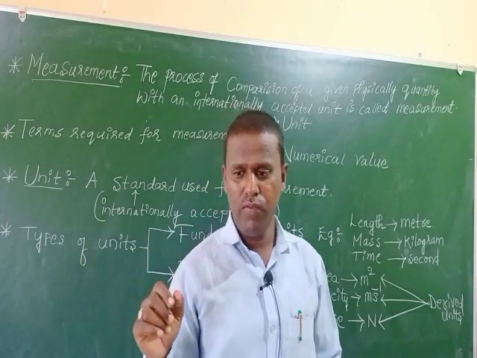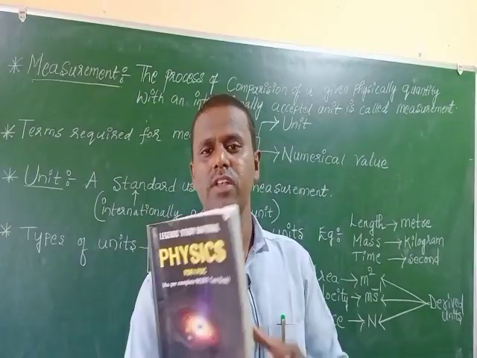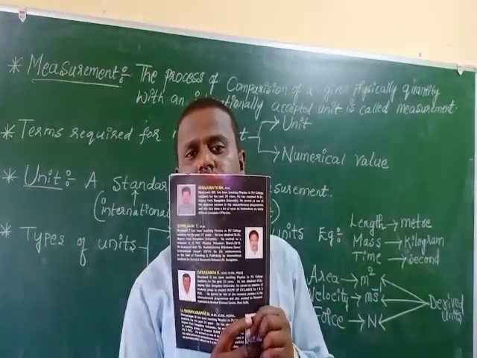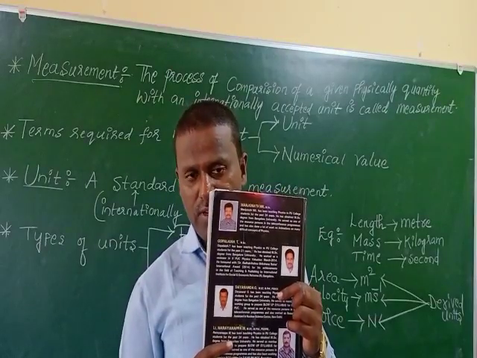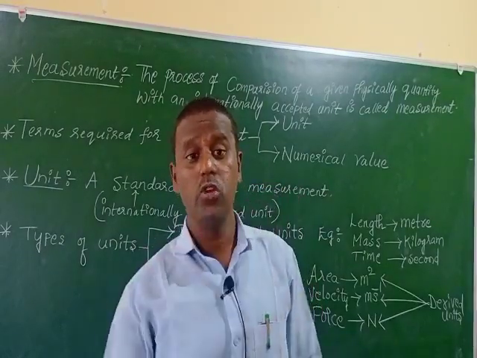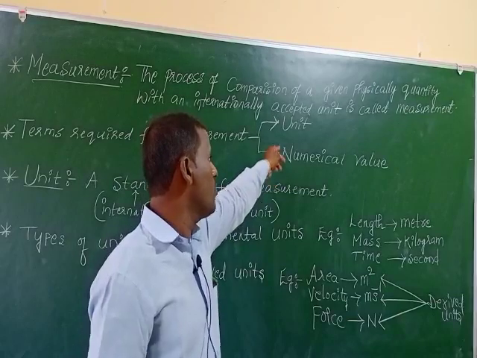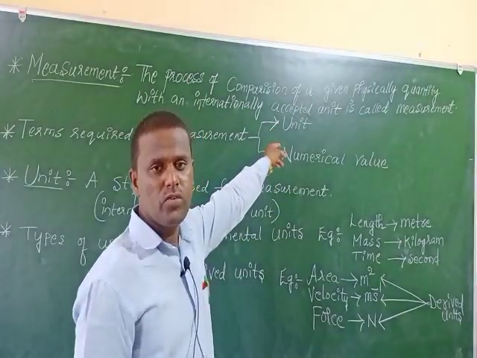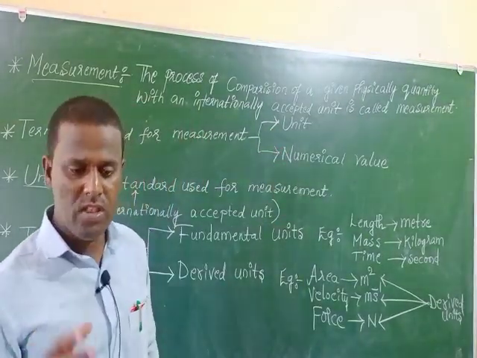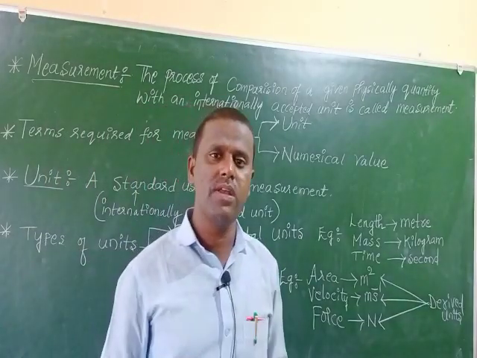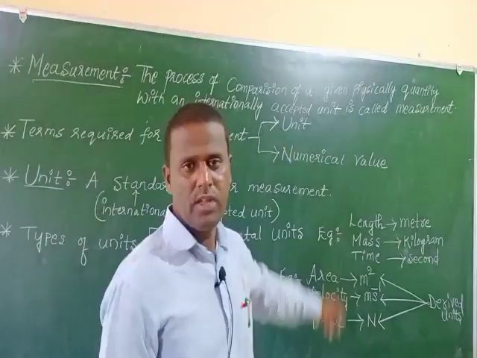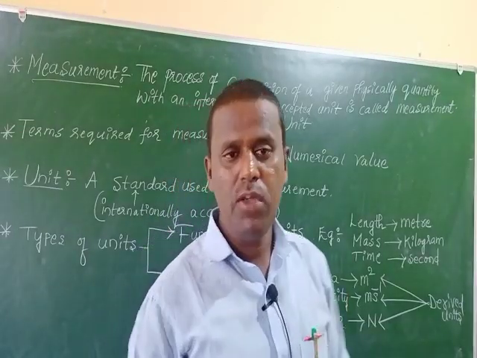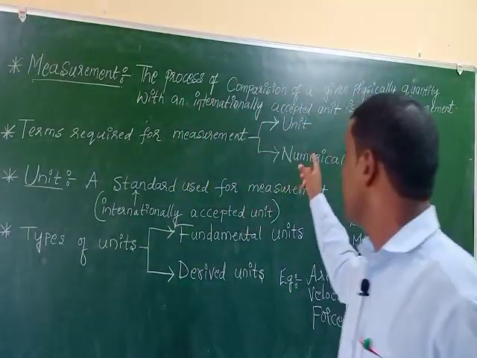The length of this textbook is 10 meters. 10 is the numerical value, another numerical value, and meter is another unit. The distance between this place and Agri is 5 kilometers. 5 is the numerical value, kilometer is the unit.